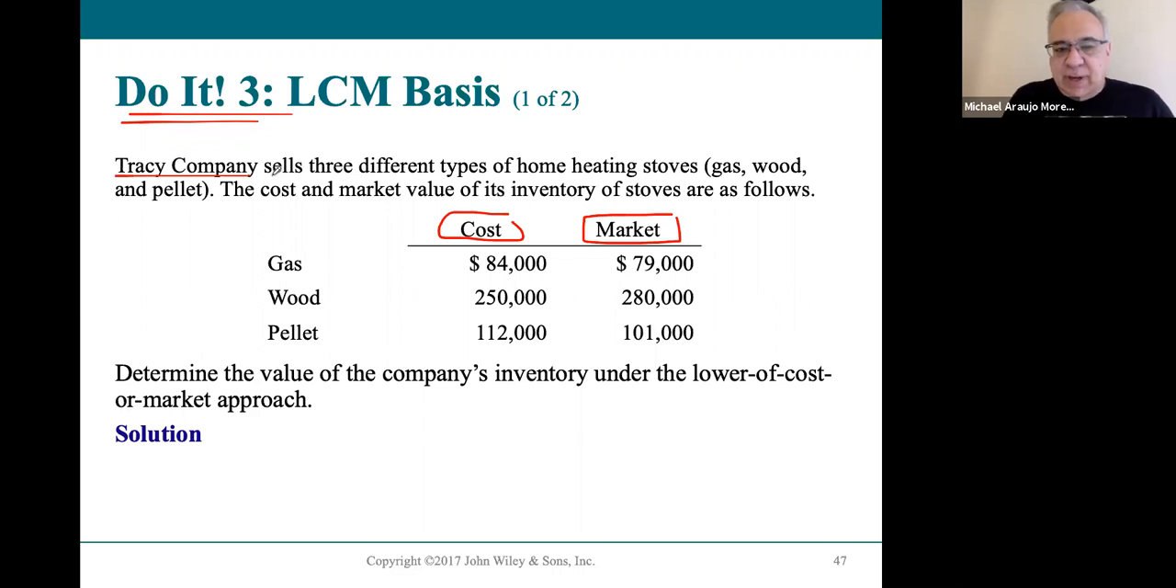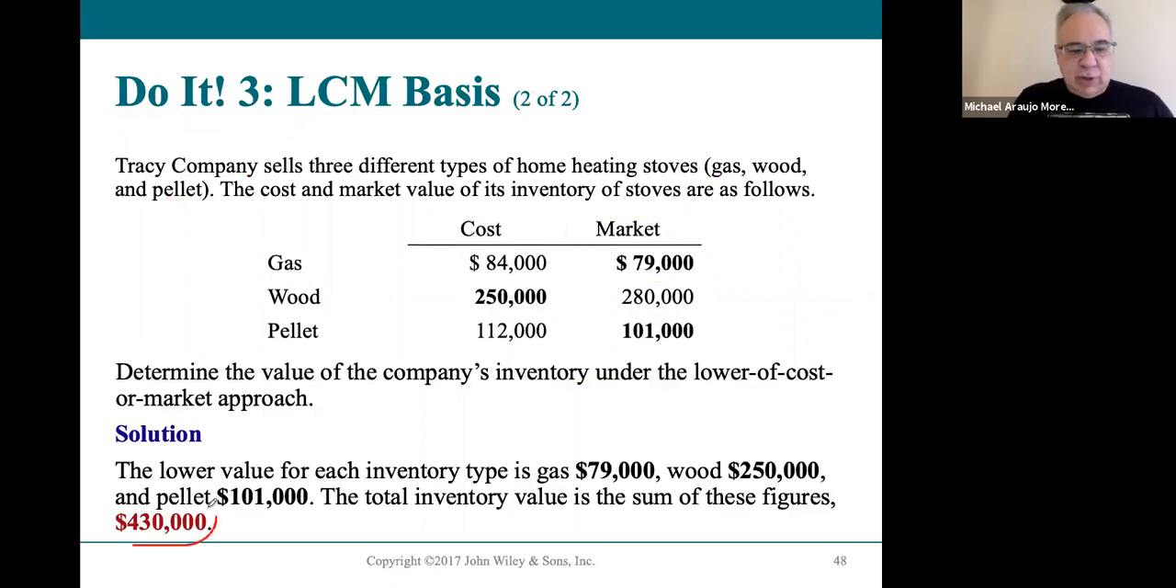We call it market. And you're picking the lower of the two. So here's another company, Tracy Company. They sell home heating stoves. They have gas stoves, wood stoves, pellet stoves in their inventory. What's the value of the inventory using lower of cost or market? Well, you're just simply going to be picking the lower of the two, right? For each item and adding them up.